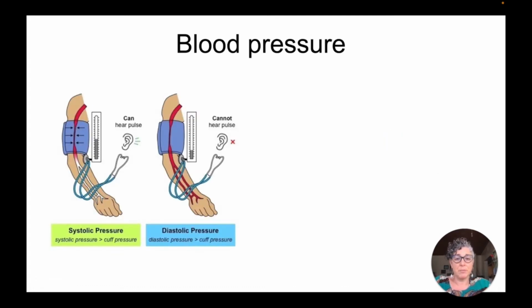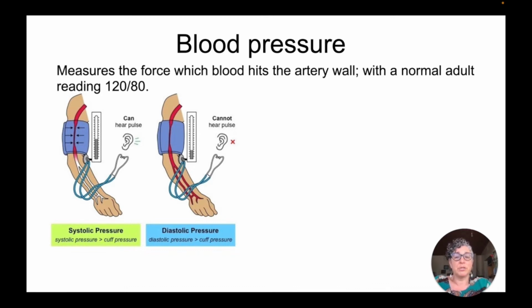The second type of measurement that is used is called blood pressure. Blood pressure measures the force with which blood hits the artery wall. With a normal adult, that reading is 120/80, and so there are two readings. This is measured with a blood pressure cuff, and the first reading is when the doctor can hear the pulse or hear the heartbeat in the artery.